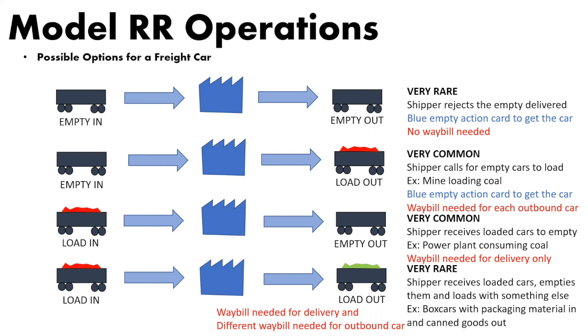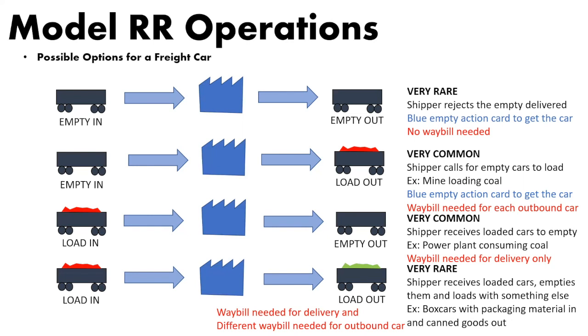What very commonly happens is they call for that empty gondola. It comes in. A good example is a coal car, right? The mine calls for that car to come in. They fill it, and then you're going to use the blue empty action card we'll talk about in a second to order that car to come to your industry. But then when it gets filled, you put a waybill in there, and we'll talk about a waybill in a second, to go route that load to where that load needs to go.